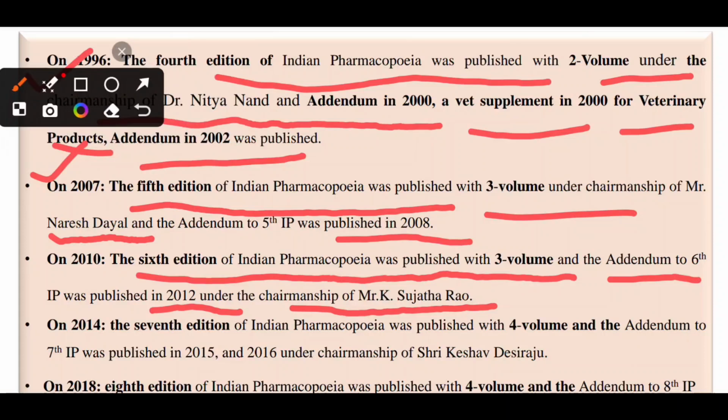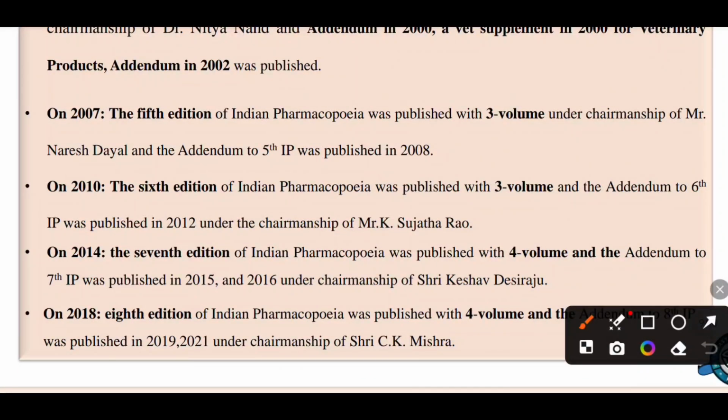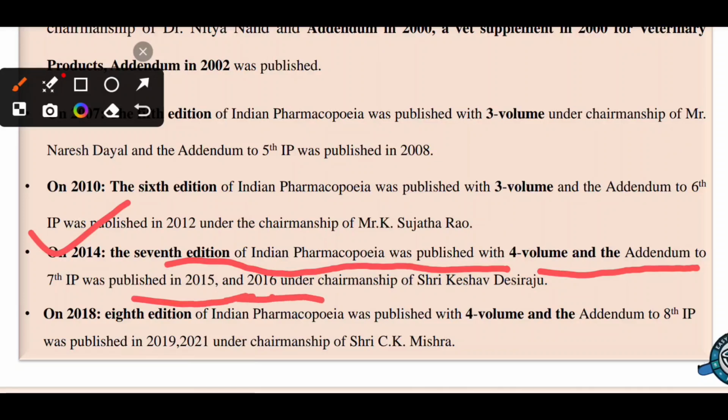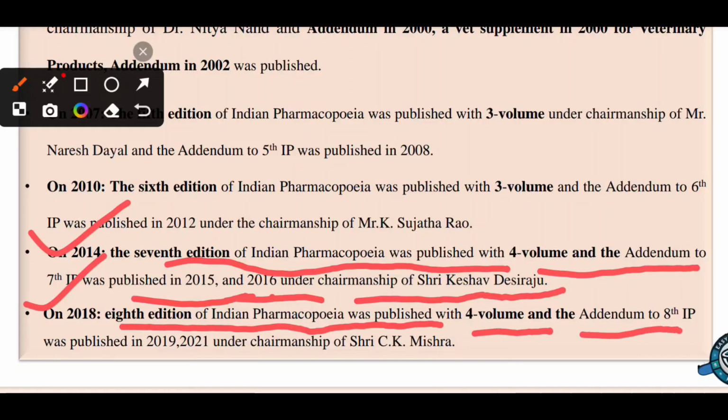And next, in 2014, the seventh edition of Indian Pharmacopoeia was published with four volumes, and the addendum was published in 2015 and 2016 under the chairmanship of Sri Kesav Desiraju. Okay. And finally, in 2018, the 8th edition of Indian Pharmacopoeia was published with four volumes, and the addendum was published in 2019-2021 under the chairmanship of Sri C.K. Mishra. Clear?